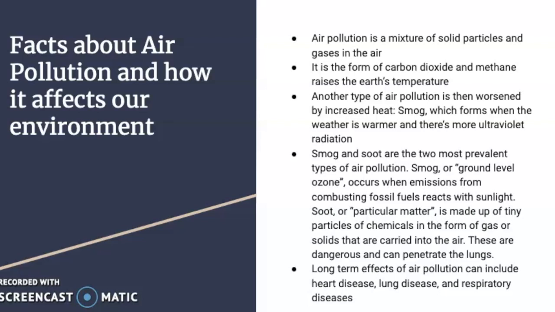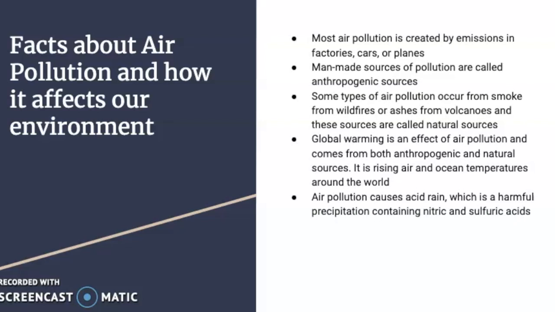Smog and soot are the two most prevalent types of air pollution. Smog, which is also known as ground level ozone, occurs when emissions from combusting fossil fuels react with sunlight. And then there's soot, which is also known as particulate matter, and soot is made up of tiny particles of chemicals in the form of gases or solids that are carried into the air. These chemicals are dangerous and can penetrate the lungs. The long-term effects of air pollution can include heart disease, lung disease, and respiratory diseases.